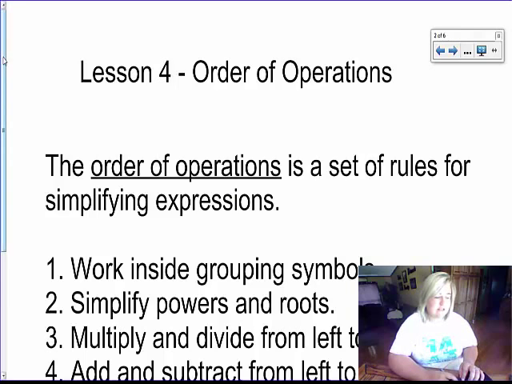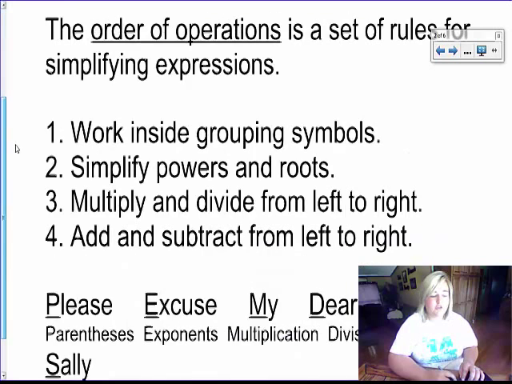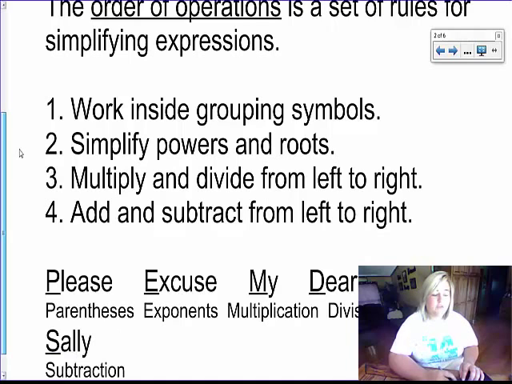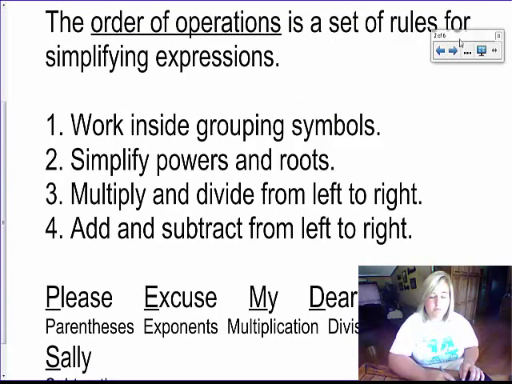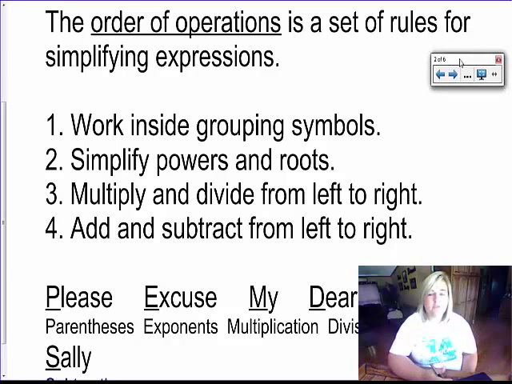These are things that need to find their way into your notes. Okay? First, it says to work inside grouping symbols. Grouping symbols are parentheses, braces, brackets, those sorts of things. Number 2, the next thing on our list is simplify powers and roots. Powers and roots are done in the exact same step. If there are multiple, then we would do them from left to right, of course, but those can be done in the same step.